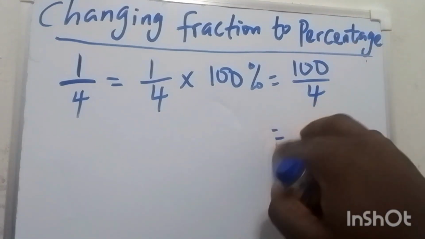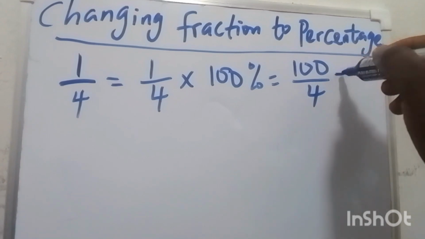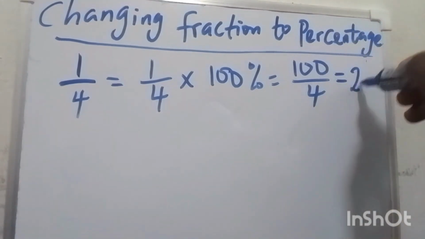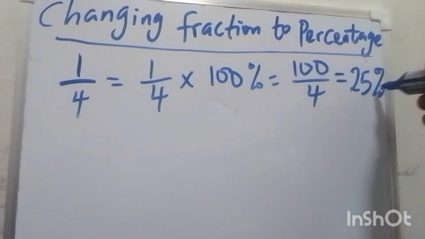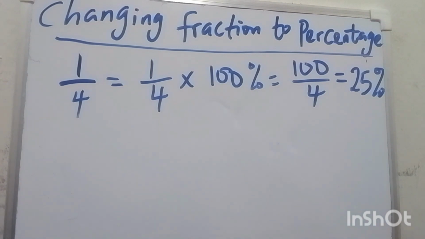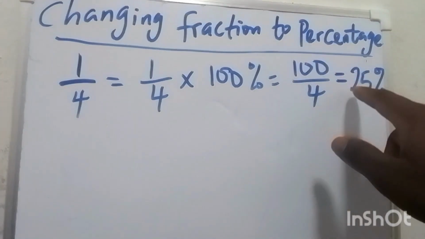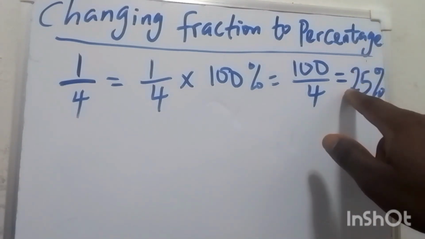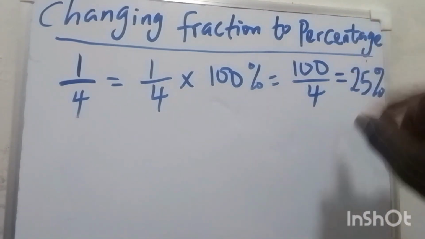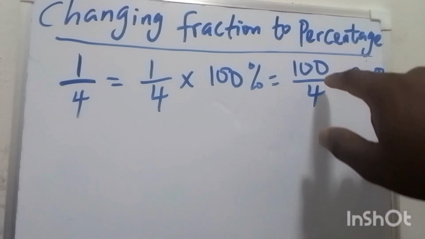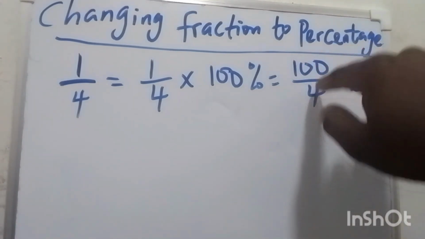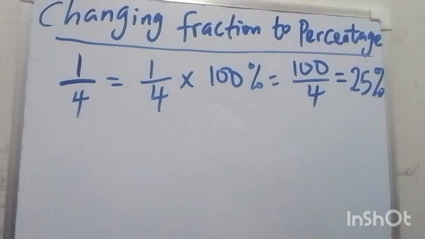And what is 100 divided by 4? It will give me 25. You can use your calculator or you can solve that directly. 4 divided into 10 goes in 2 times, that is 8, so the remainder is 2, and 4 divided into 20 gives you 5. So 25% gives you this.